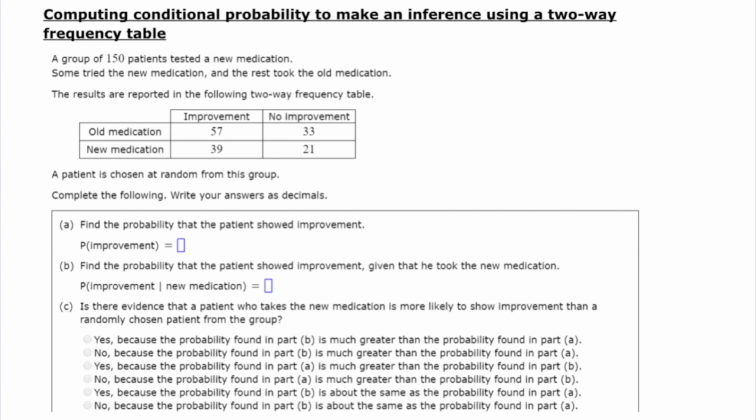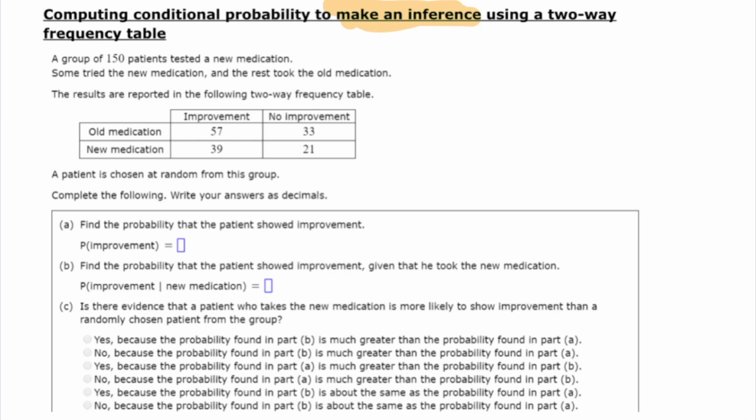Okay, on this one we are going to be computing conditional probability to make an inference, and that's the key word here. We're going to make an inference or draw a conclusion by using a two-way frequency table. This is basically the exact same as the problems we were doing on the last video, except now we got one more piece there at the end.